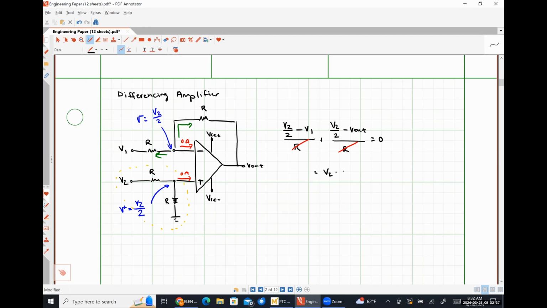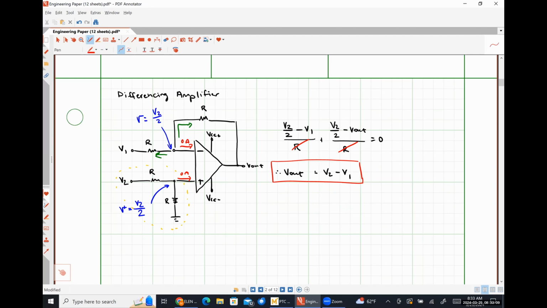We have a factor of negative V1, and I move V out to the other side of the equal sign, and we get this relationship. Our output voltage is simply the difference between our input voltages. The reason why it works out this cleanly is because all of those resistors have the exact same value, okay? So we could introduce scaling and all of that kind of good stuff if we wanted to.